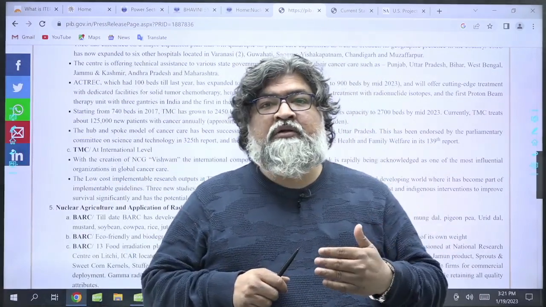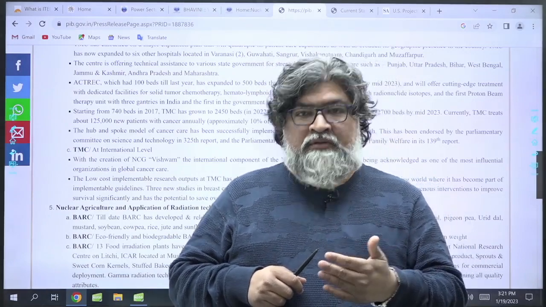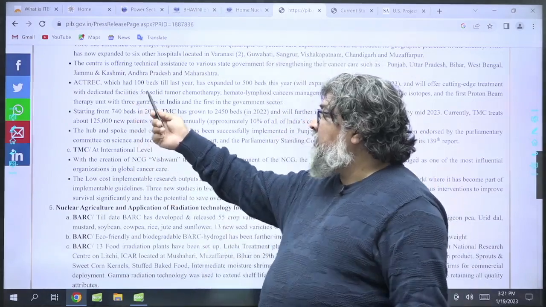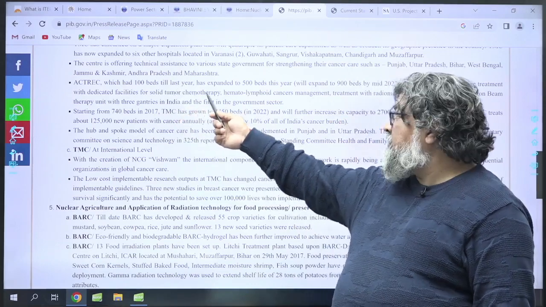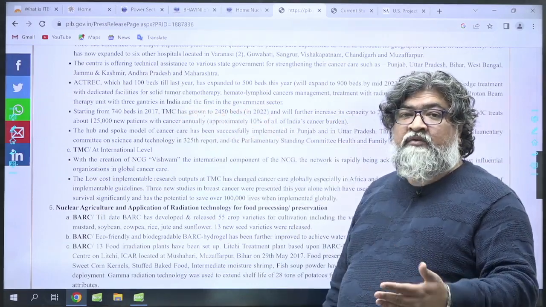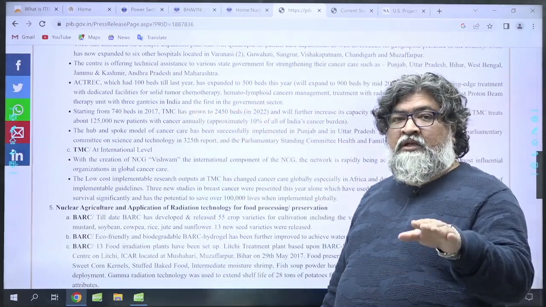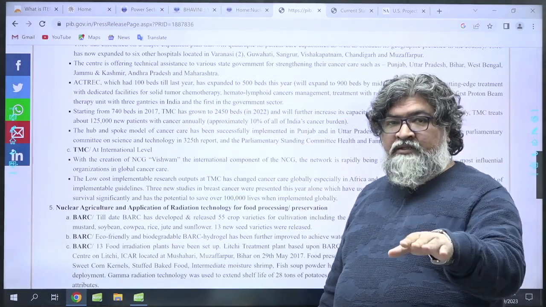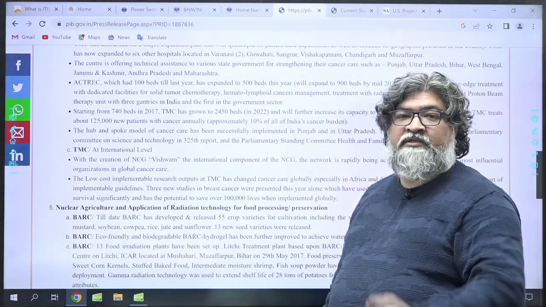Now coming to this one, there is another center called ACTREC, which is in Navi Mumbai. Again, that is used for health. There is a center there, ACTREC. It had 100 beds until last year, and it has been expanded to 500 beds. That hospital for cancer treatment and care has expanded from 100 beds to 500 beds.